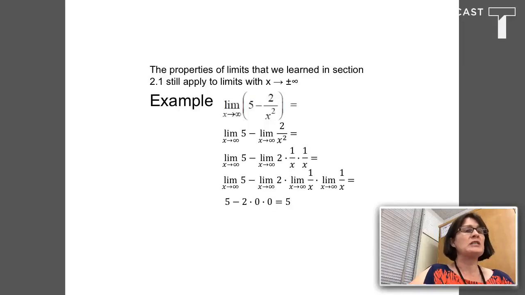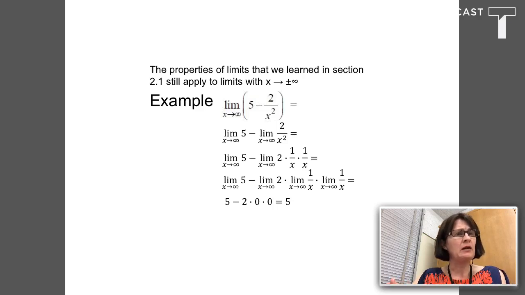So good news, scholars, the rules we learned in the last section in 2.1 about how to simplify limit expressions still hold for when we want to let x approach positive infinity or negative infinity. So things like the limit of a sum is the same as the sum of the two limits. The limit of a product is the same as the product of two limits. So watch how we can use those rules to simplify something like this.